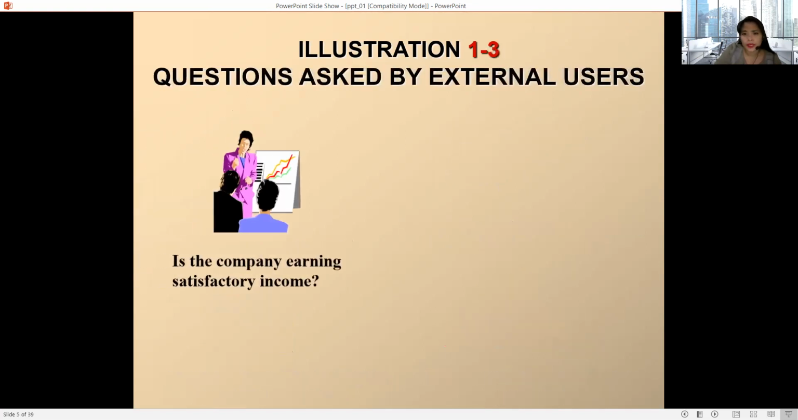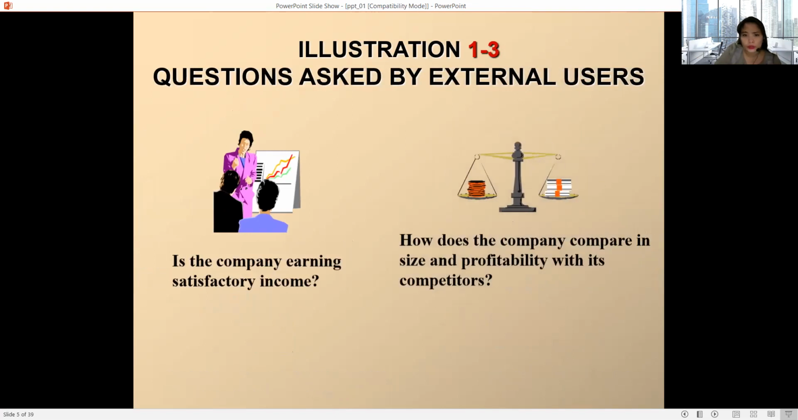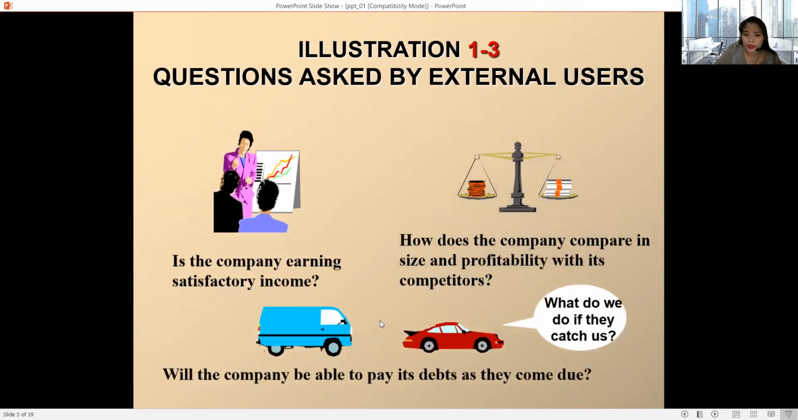Okay, what about the questions by external users? External users, ito yung mga gumagamit ng service, right? Or ito yung mga external stakeholders na pwedeng mag-invest sa business mo. Is the company earning satisfactory income? 'Di ba? Bakit ako mag-i-invest dyan? Kikita ba ako dyan? How does the company compare in size and profitability with its competitors? Paano yan malalaman? Through the financial statements, makikita kung talagang pataas ng pataas yung kita ng business.